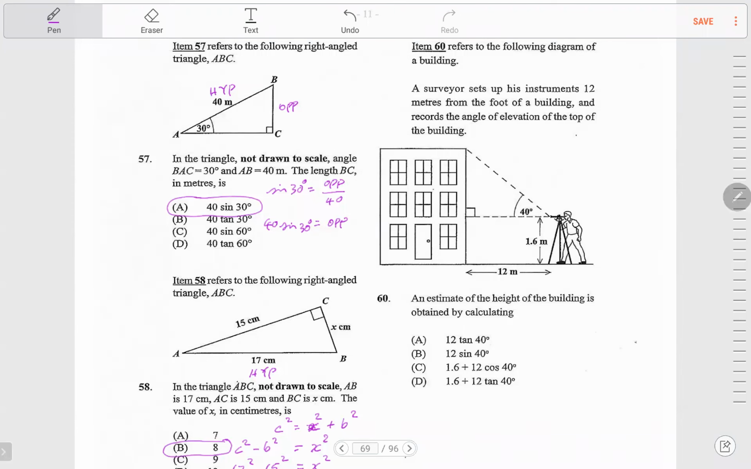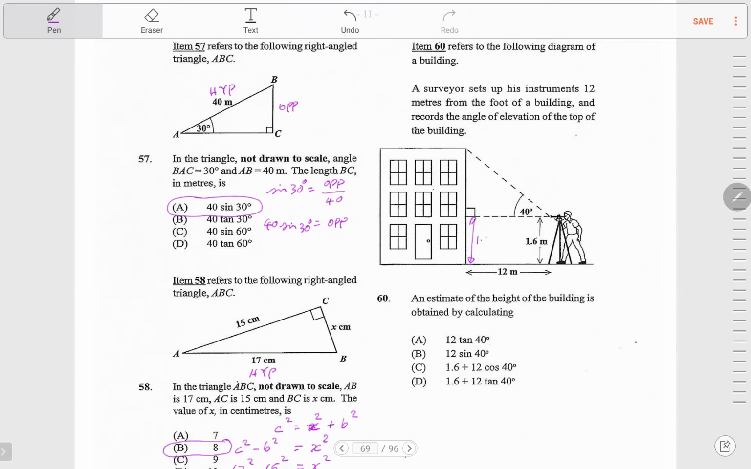Now we're doing this question for the day. A surveyor sets up his instrument 12 meters from the foot of a building and records the angle of elevation of the top of the building. So the angle of elevation up here is 40 degrees from the horizontal, and he is 12 meters away from the building. The question says, an estimate of the height of the building is obtained by calculating what? So the height of the building is this overall height. So it will be the 1.6 right here.